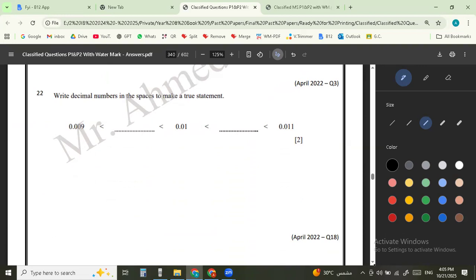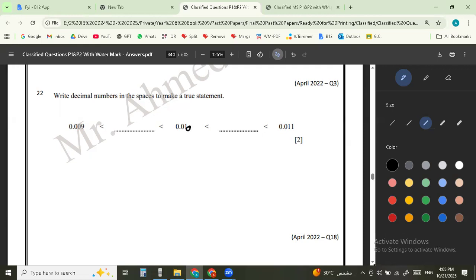Here, write decimal numbers in the spaces to make a true statement. They want a number that is bigger than this and less than this, or actually something that is in between. They want anything that is in between. Mister, can I make it simpler for me just by making them have three decimal places, all of them? No problem at all. You can make this have also three decimal places.